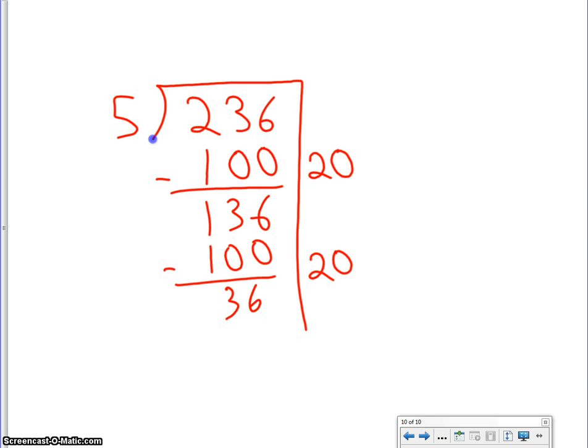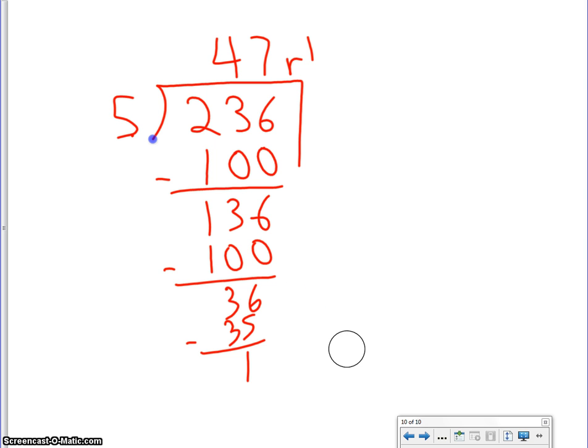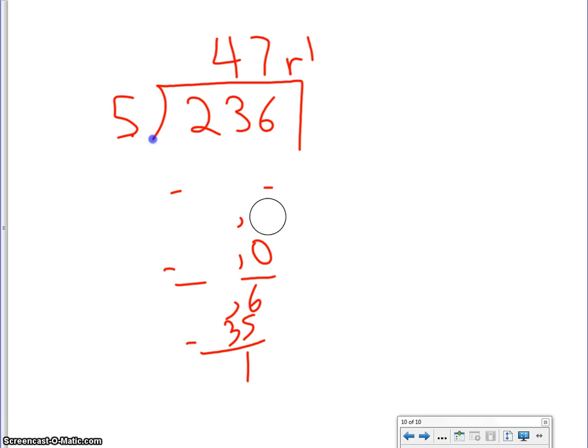Left with 36. I know 5 times 7 is 35. So 5 times 7 is 35. I have 1 left over. 47, remainder of 1. Okay, and again, this is nice because they could start with smaller groups. Now, our goal is that they eventually start to realize, well, what's the closest I can get? Because the closer you can get means you're doing less subtraction. And we find, obviously, the more subtraction you're doing, the more chances of errors.